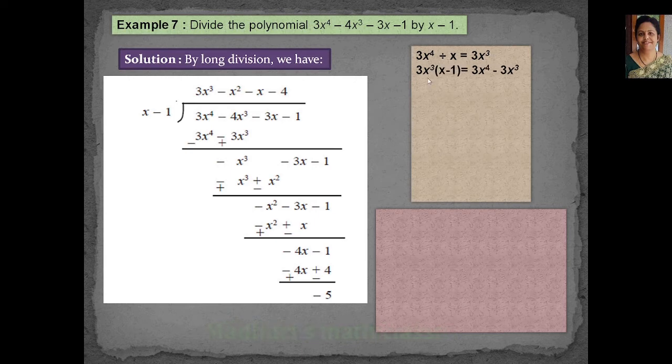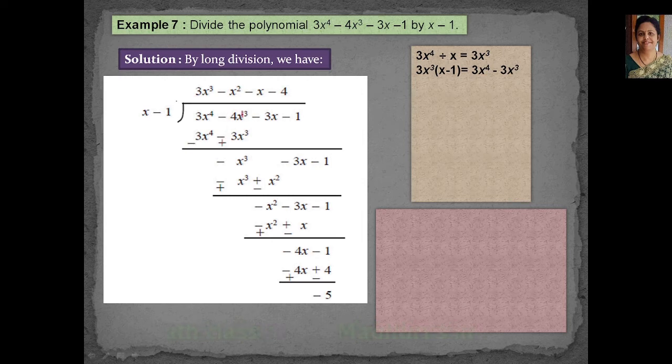So now we will multiply. This is the first term of the quotient. Now we will multiply the first term of the quotient by the divisor, that is x minus 1. So you will get 3x raised to 4 minus 3x cubed. So you will subtract this product from the dividend. So 3x raised to 4 minus 3x raised to 4 is 0. Here this sign will become positive, minus will become plus.